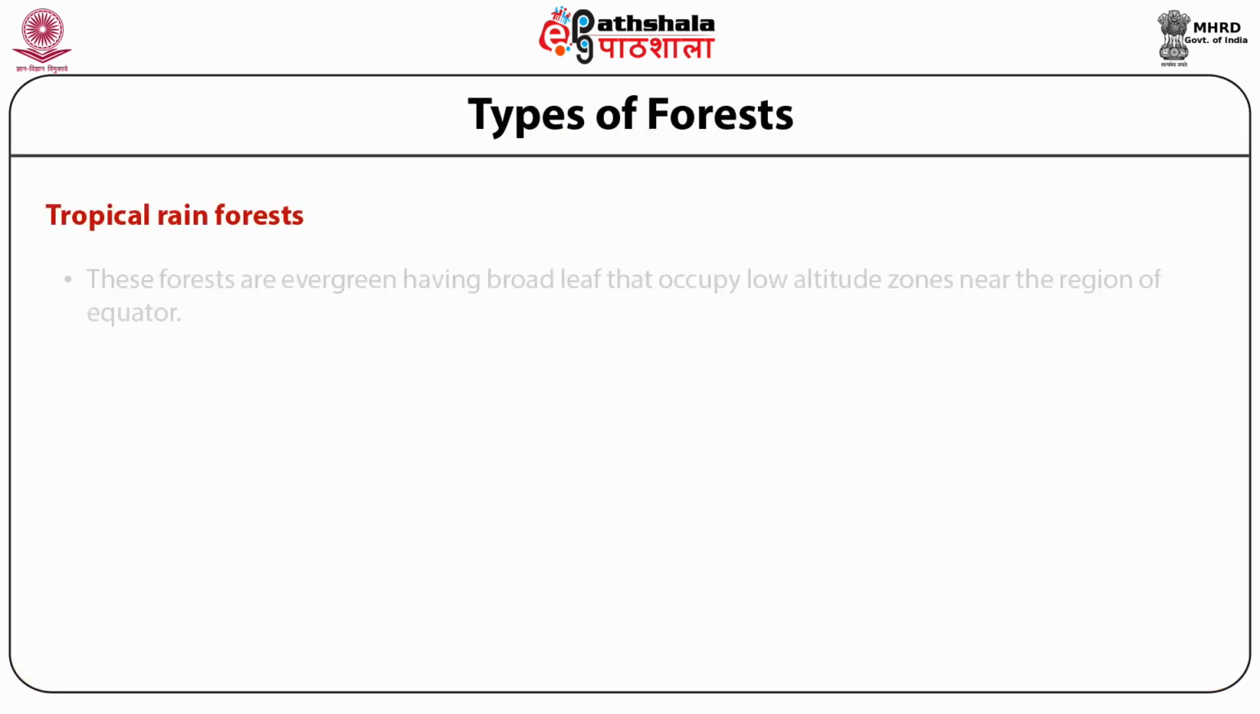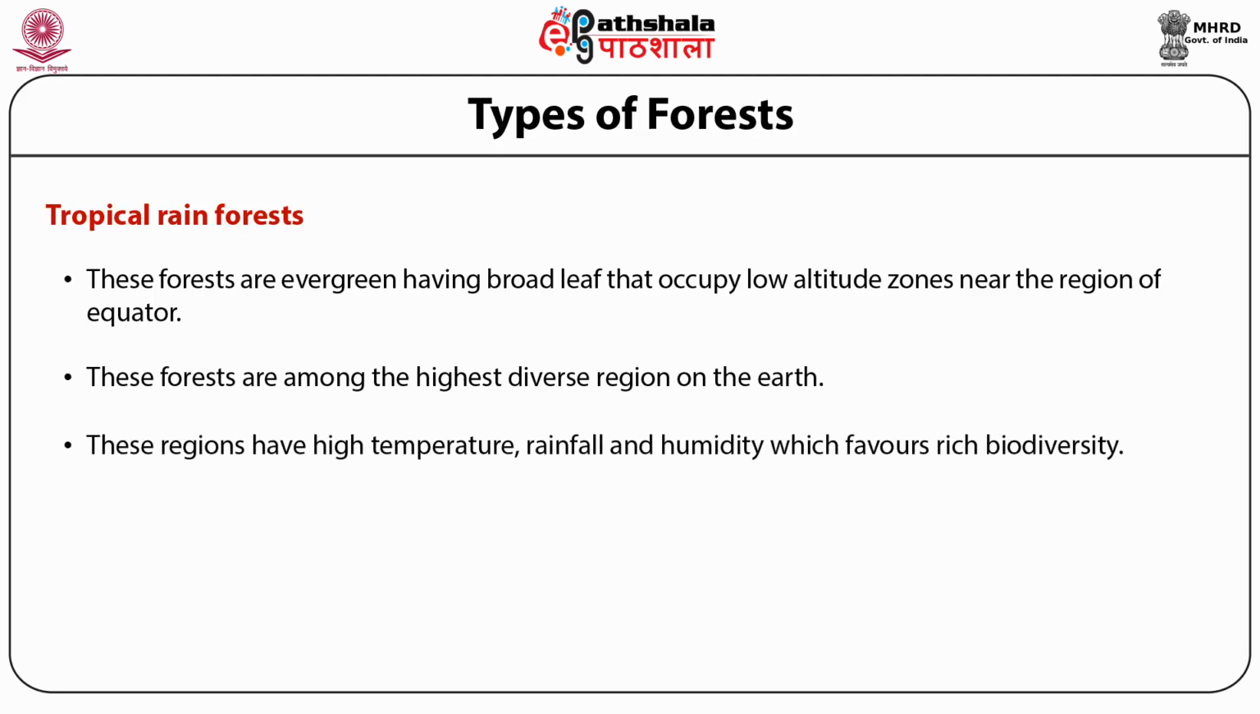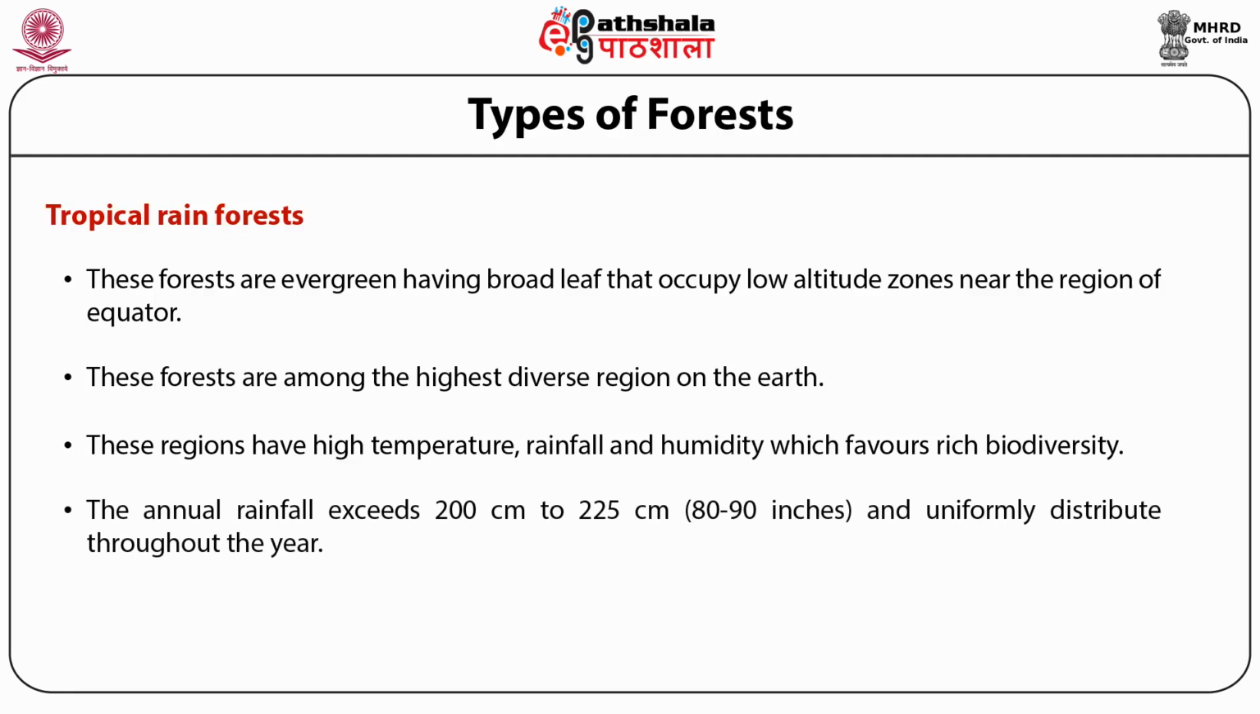Tropical rainforests. These forests are evergreen, having broadleaf trees that occupy low altitude zones near the equator. These forests are among the most diverse regions on the earth. These regions have high temperature, rainfall, and humidity, which favor rich biodiversity. The dry season in these forests is either very short or totally absent. The annual rainfall exceeds 200 to 225 centimeters and is uniformly distributed throughout the year.